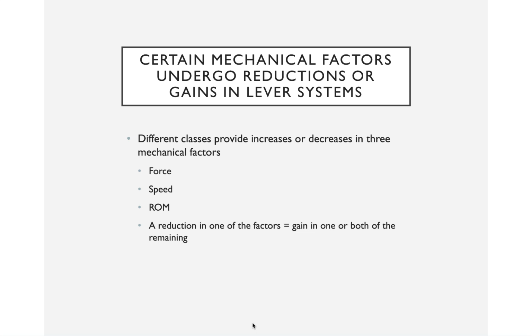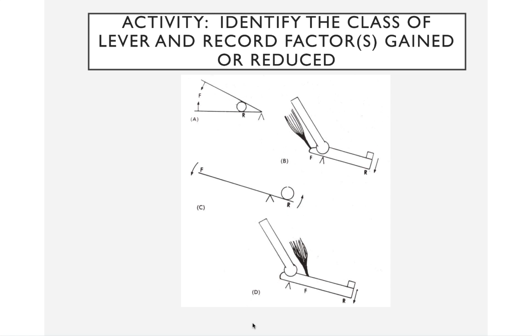We're going to do a little activity. We're going to put Sharon on the spot. So we're going to look at these levers that we have here. And I misspoke earlier. I want to say triceps at the elbow is the first class lever, not at the shoulder. I'm sorry.